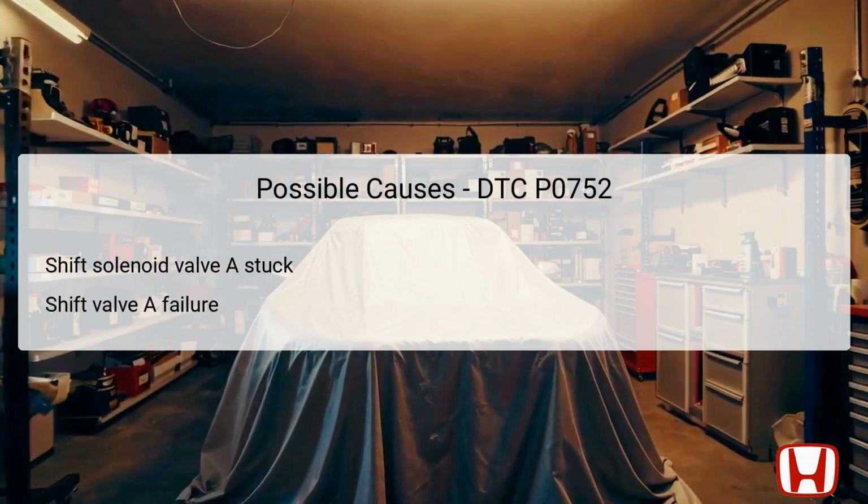DTC P0752 can arise from two potential causes that should be examined during troubleshooting. The first possible cause is a malfunction of the shift solenoid valve A, which may be stuck in the on position due to mechanical failure or electrical issues. This situation leads to constant pressure being applied to the clutch, causing irregular gear shifts.